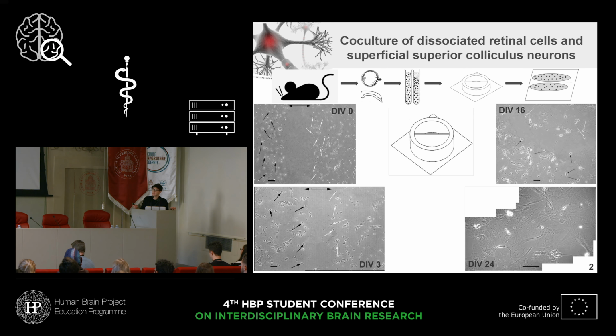In our experiments, the co-culture of dissociated retinal cells and superficial superior colliculus neurons was used as an in vitro model of the retinocollicular pathway. The co-culture was prepared using an originally designed chamber for co-cultivation. This two-compartment chamber consists of a silicon ring with a thin vertical glass baffle placed tightly on the coverslip.